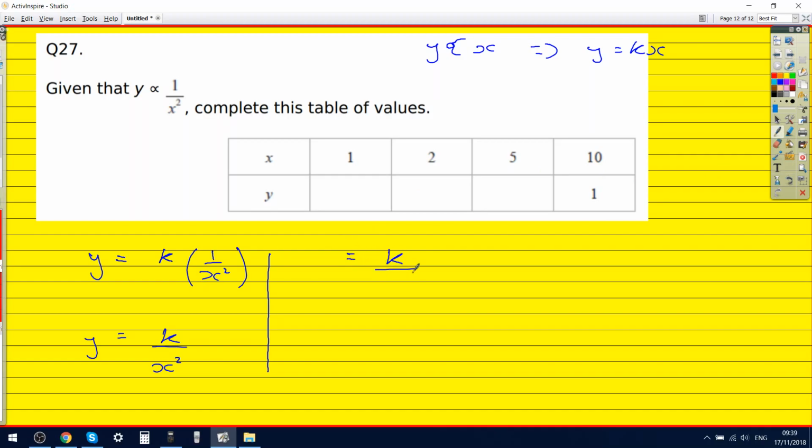So is x like 10 and y is 1? Yeah. So what goes where? So y goes, it goes 1 equals k over 10 squared. No. That would be if it was over y squared. This is k over x squared. And you said x is 10.